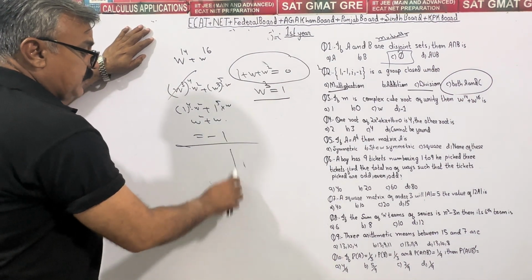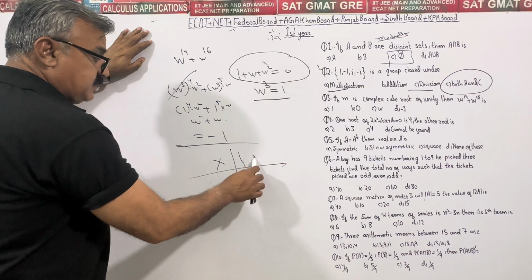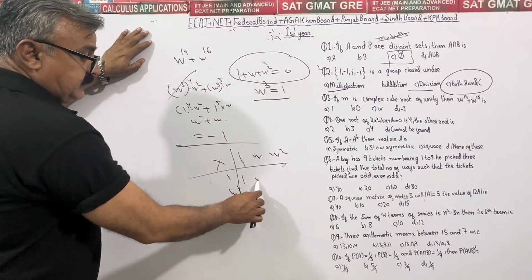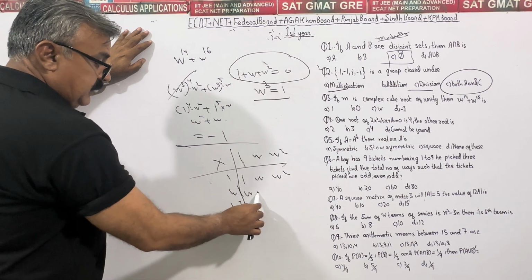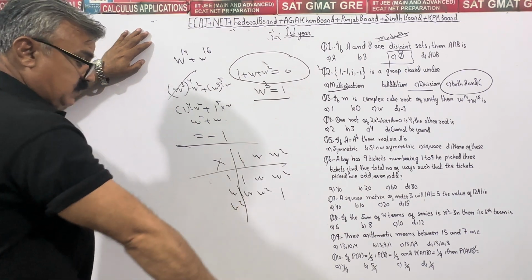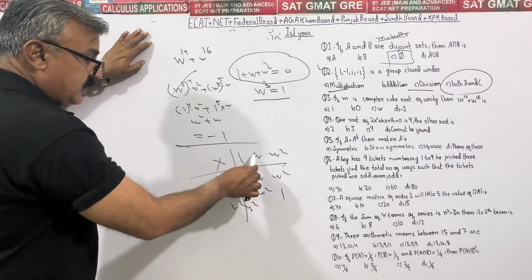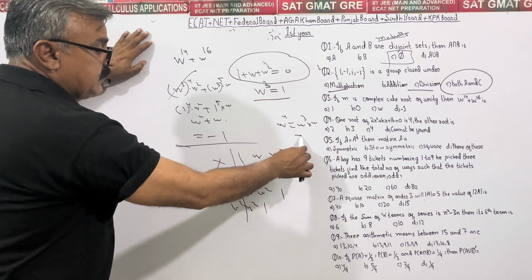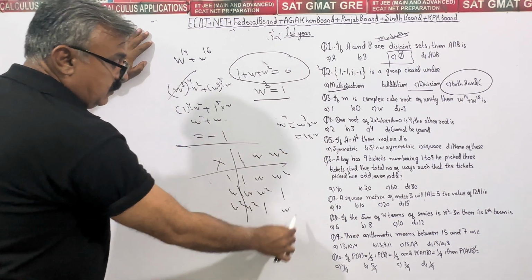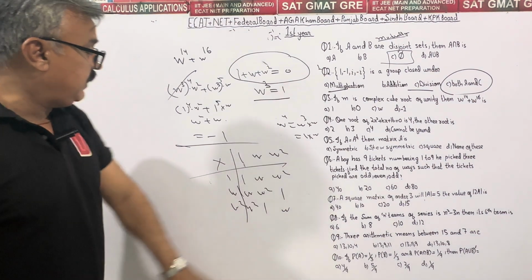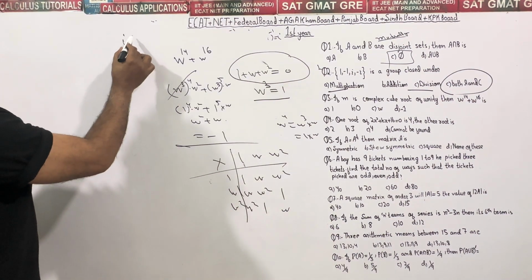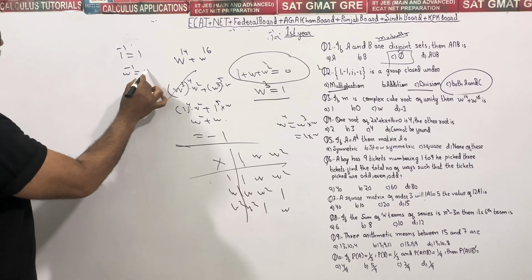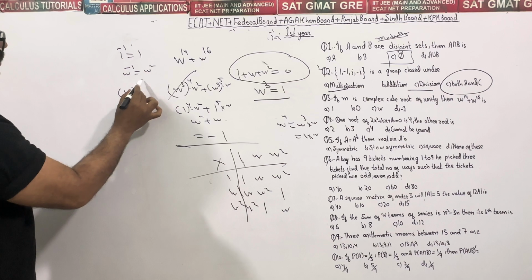And it also forms a group under multiplication. Let's prove it: 1, omega, omega square. Omega times omega square is omega cube, which means 1. Omega square times omega square is omega 4, which means omega cube times omega, 1 into omega, so the result is omega. So this forms a group under multiplication, where the inverse of 1 is 1, the inverse of omega is omega square, and the inverse of omega square is omega.